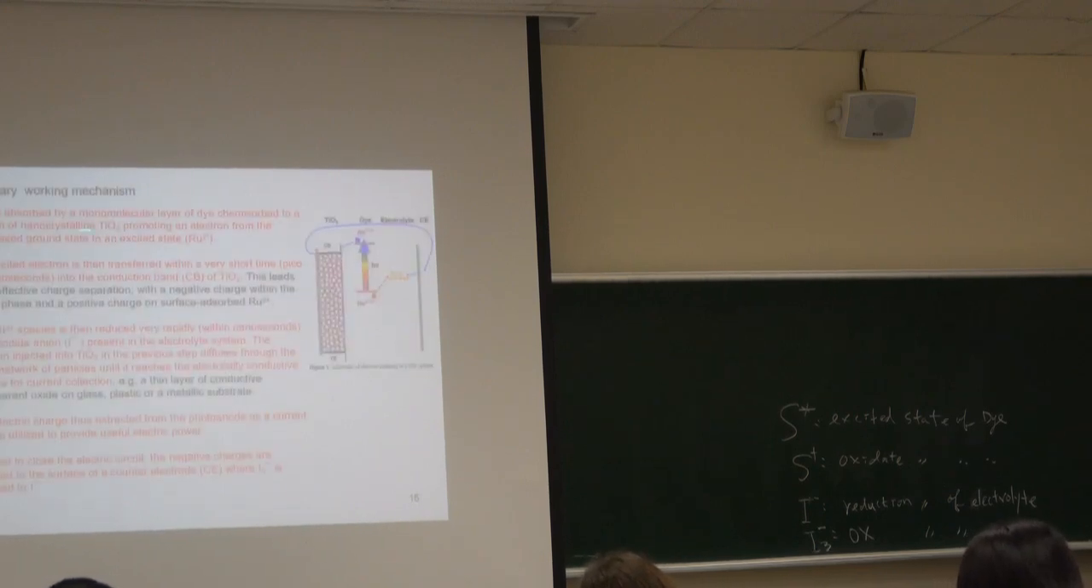So this is the summary of the working mechanism I have mentioned. Let's read about it. The dye is absorbed as a monomolecular layer. As we mentioned, monomolecular. Why do we need a monomolecular layer?